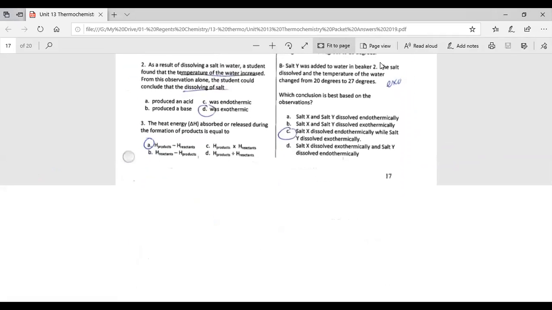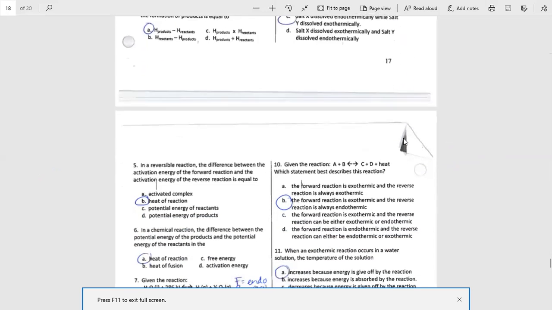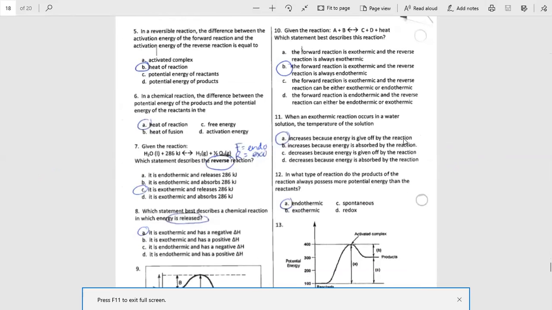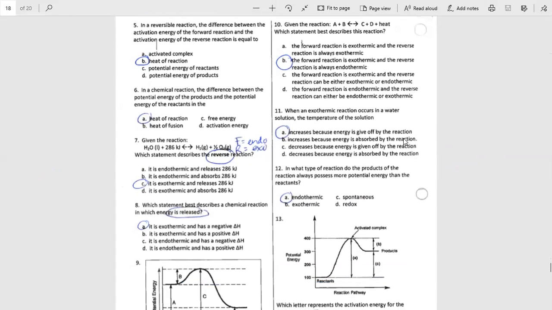Did this the other day. Okay. Okay, so moving along. Number five.